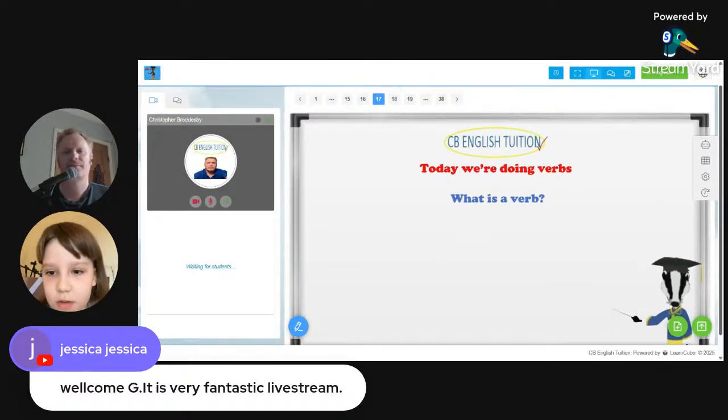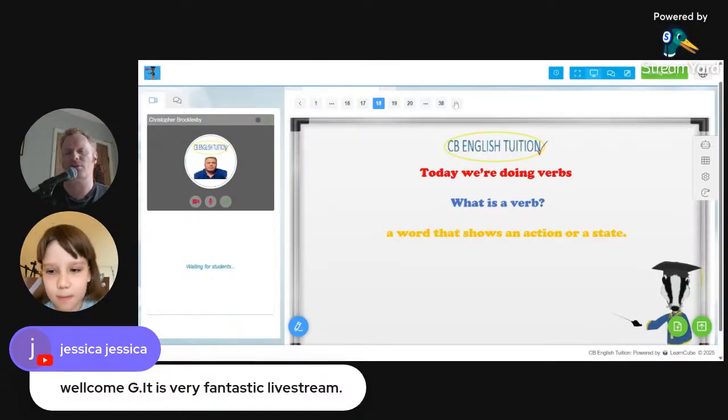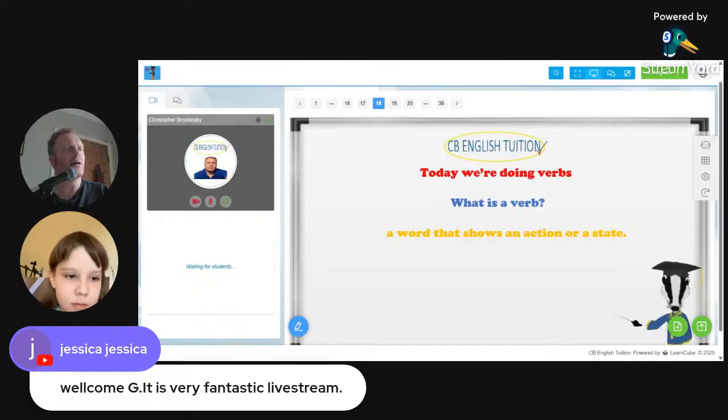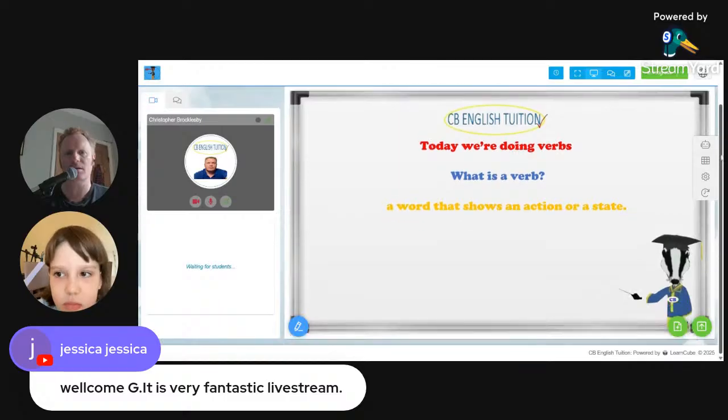A verb is an action or feeling. A feeling? Not a feeling. A state is, yes, the word state. Because, for example, be is not an action. I am a teacher, that's not an action, that's a state. That means something which exists, I guess.